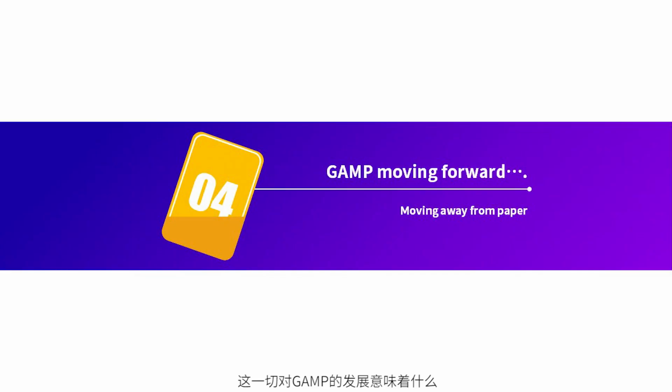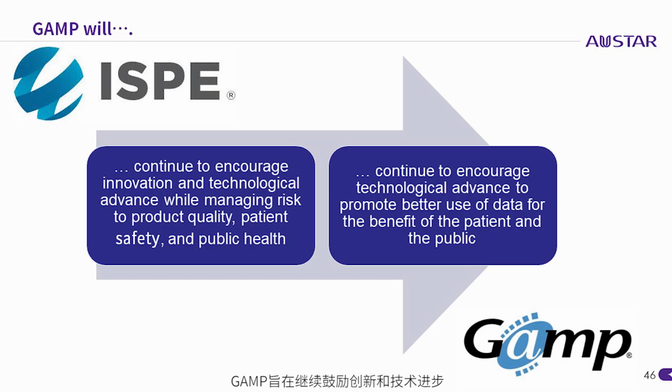What all this means for GAMP moving forward. GAMP aims to continue to encourage innovation and technological advance while managing risks to data, product, and patients. To achieve this, we all need to continue to encourage this technological advance to promote better use of data for the benefit of patients and the public at the very end.